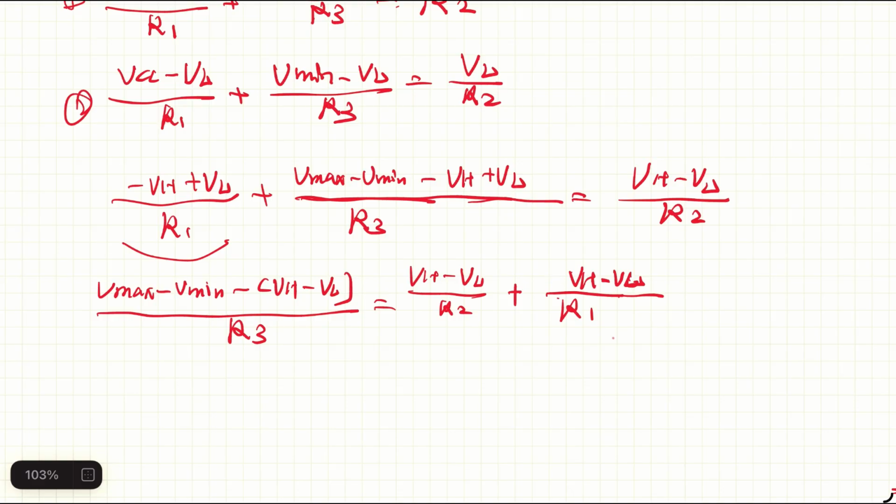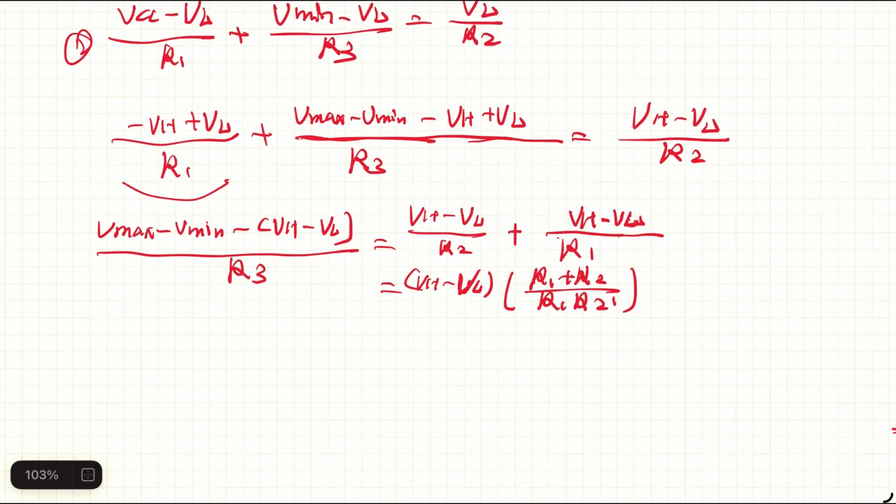Okay, and in the numerator we'll have V high minus V low taken out, and inside here what's left over is 1 over R2 plus 1 over R1, which equals, we can combine R1 and R2 to R1 plus R2 over R1 times R2.